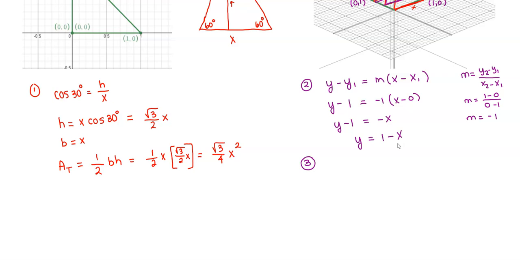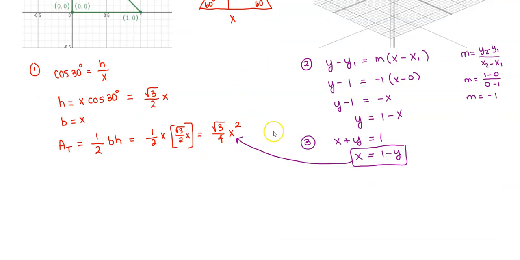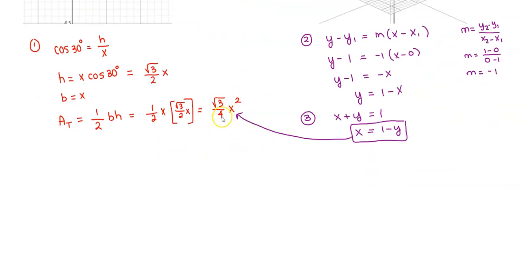So if we solve for x, adding x to both sides, we have x plus y equals 1, and therefore x is going to equal y minus 1. Okay, so now we're going to take this x and substitute it into what we found for the area in that particular equilateral triangle, which is the square root of 3 over 4 x squared.